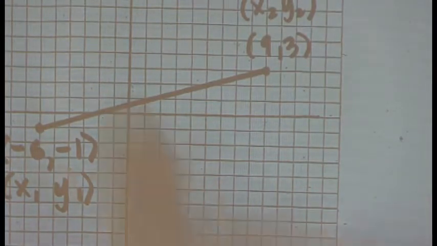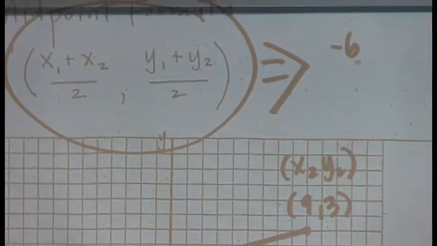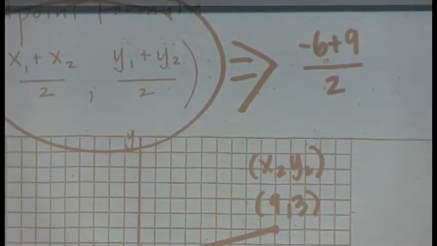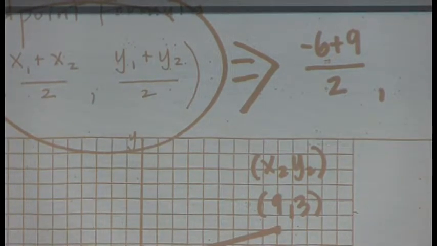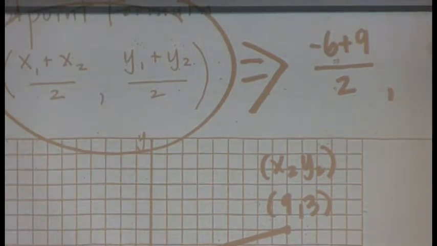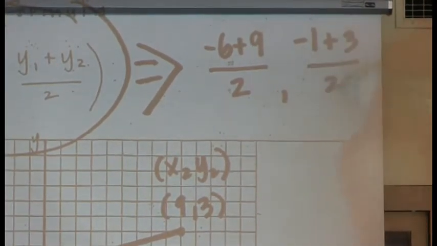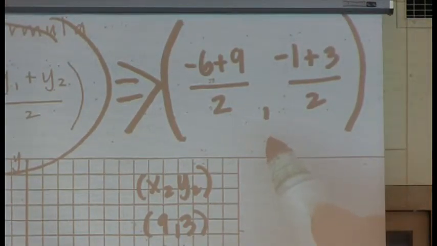Okay? So now I'm just going to take my formula and plug in the right numbers. All right? So first it says to add up my 2 x's. So x1 is -6 plus 9 divided by 2. So that's going to be my x's. Then my 2 y's. What's my y1? -1 plus 3 divided by 2. So this is my new point. But you can't leave it like this. Nobody's graphing that. That's weird.